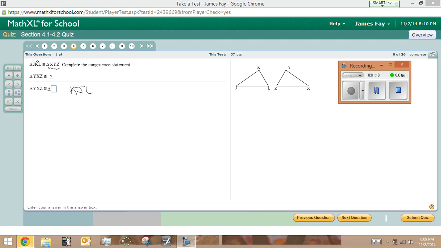Alright, so when we rename it this way, parts should still match up. Like J was congruent to X here, so down here X and J are both the middle letters, so they're still congruent. Up top K was congruent to Y, down here Y and K are first letters, and then Z and L should match up to the Z and L that were up here.